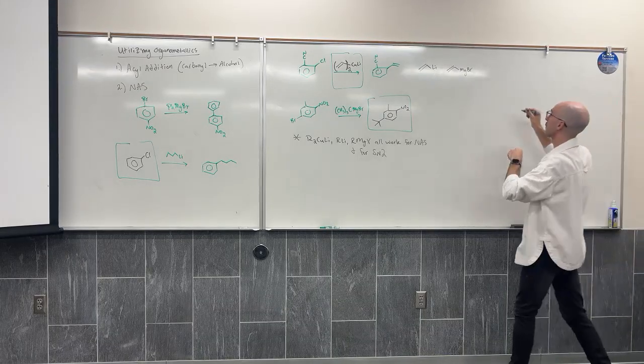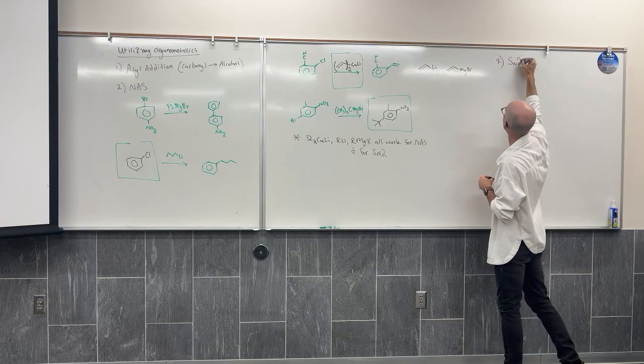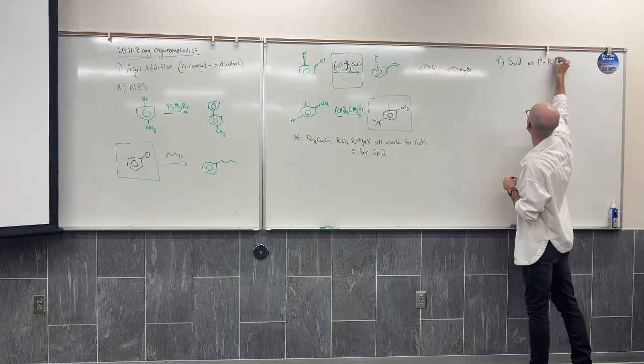All right, the last way that we can utilize organometallics is by SN2 on primary alkyl halides.